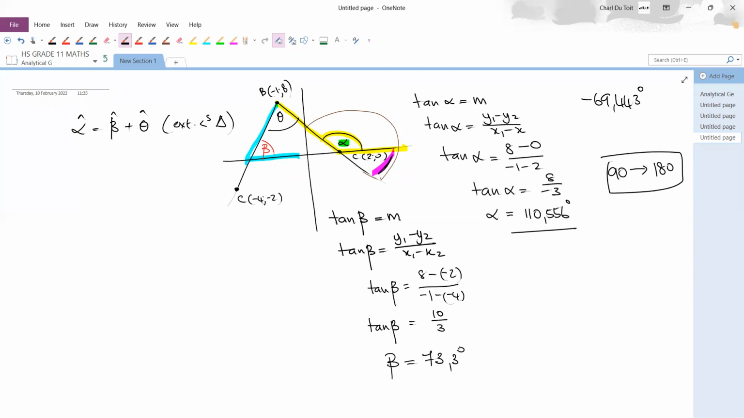So that's 73,3. And then I'm going to do theta equals alpha minus beta. Then I have 110,556 minus 73,3, and that is theta. So 110.5 minus the answer, 37,26.